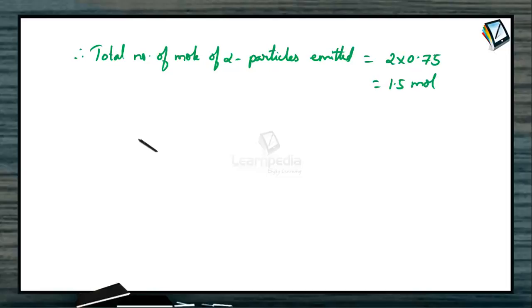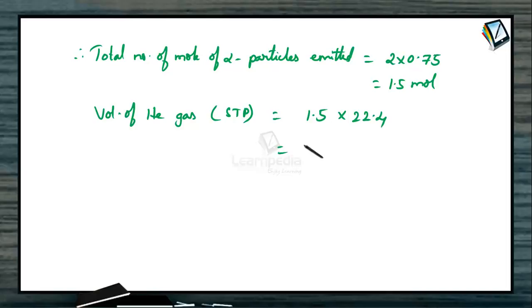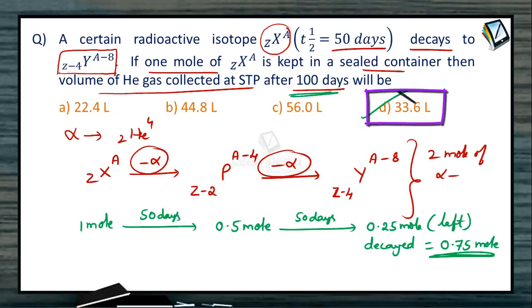Here we need the volume of the helium gas, and the volume of the helium gas collected at STP is equal to the number of moles multiplied by 22.4, because we know that 1 mole of any gas at STP occupies 22.4 liters. This becomes 33.6 liters. So our answer is option D.